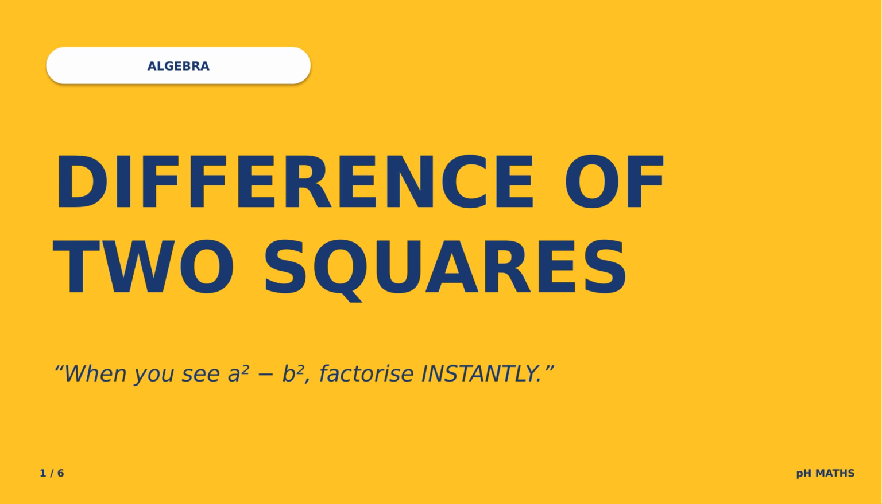Today's explainer is the difference of two squares, the factorisation pattern that you should spot instantly. By the end of this, you'll know the signature, the rule, and exactly when it does and doesn't apply.